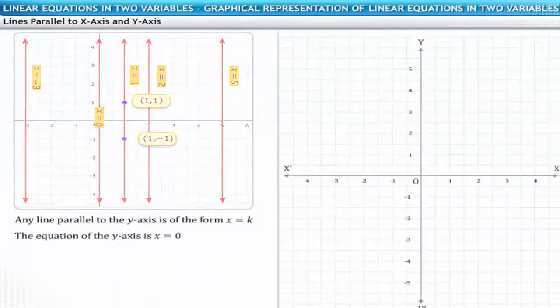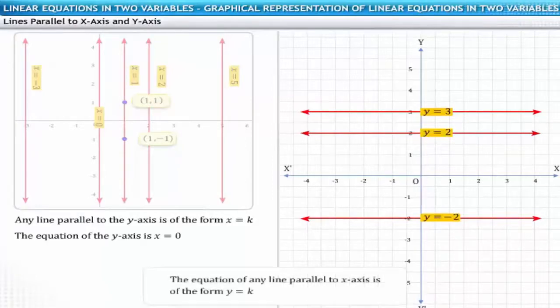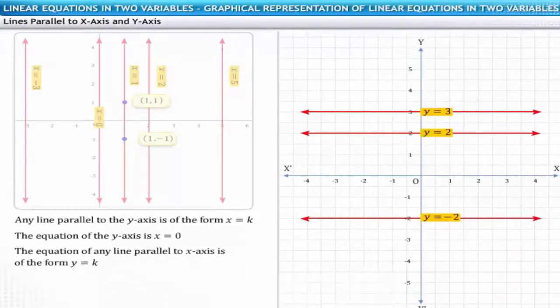Similarly, can we draw lines parallel to the x-axis? Of course, yes. You can observe that these lines are parallel to the x-axis. The equation of any line parallel to x-axis is of the form y equals k. If we plot the equation y equals 0, we get a line that coincides with the x-axis. Therefore, we can say that y equals 0 is the equation of the x-axis.